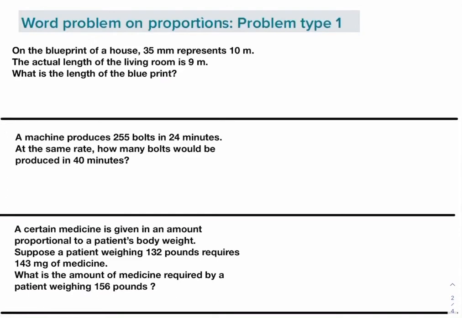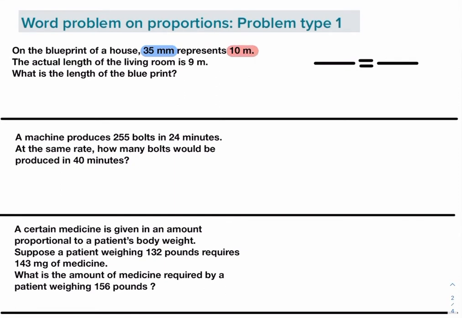In a story problem where a proportion is used, two different things are being compared. You can think of a proportion as a fraction equal to a fraction with labels. So let's read through this first example and find what it is that we're comparing. On the blueprint of a house, 35 millimeters represents 10 meters.